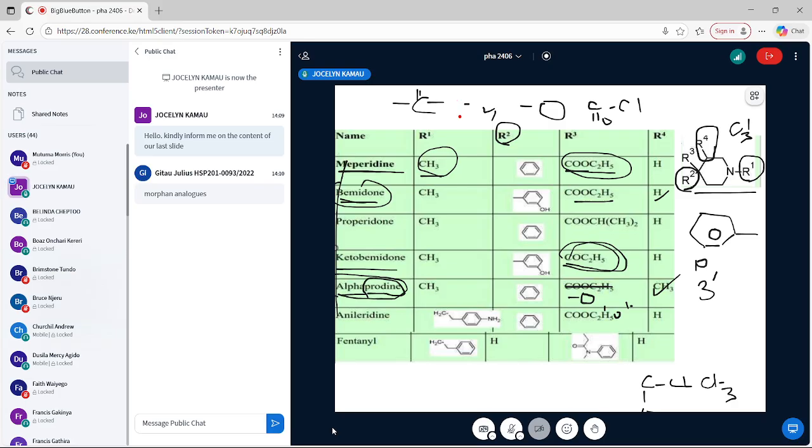When you look at your phenyl group, I hope you can see what I am drawing. In the anilidopiperidines, you find that the phenyl group, which is supposed to be joined directly to the piperidine ring in the 4-phenylpiperidine, is now joined, first of all, to a nitrogen. And after it's joined to a nitrogen, the nitrogen is what is joined to the 4-phenylpiperidine. So that is the main difference.